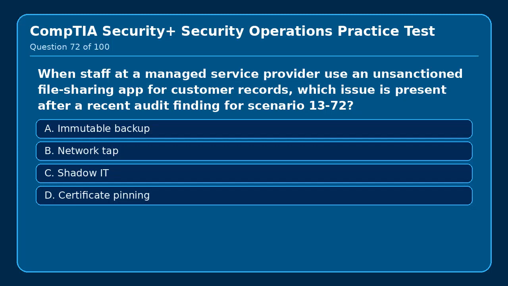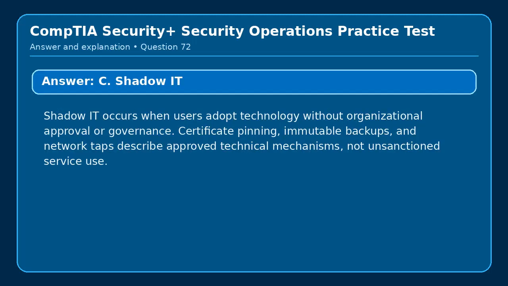The answer is C. Password spraying. Password spraying avoids rapid lockout by testing common passwords across many accounts. Pass the ticket abuses Kerberos tickets. SQL injection targets applications. And MAC filtering is a weak access control method.